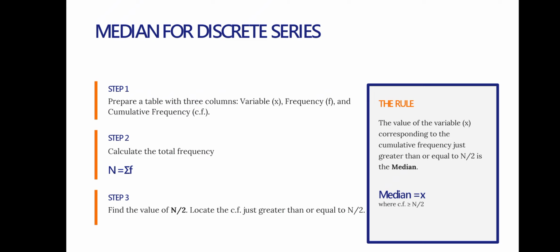Now how can we find the median for a discrete series? First of all, we need to prepare a table with 3 columns: variable x, frequency f, and cumulative frequency is also required. Now we need to calculate the total frequency, which comes under the category of cumulative frequency. Then we need to find the value of n by 2. Suppose the value of n here is 100, then the value of n by 2 is 50. So we need to locate the CF just greater than or equal to n by 2.